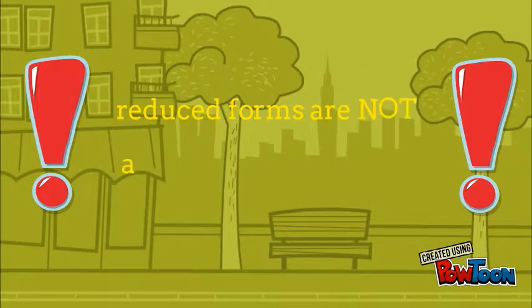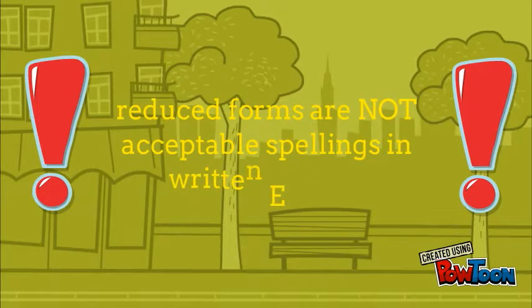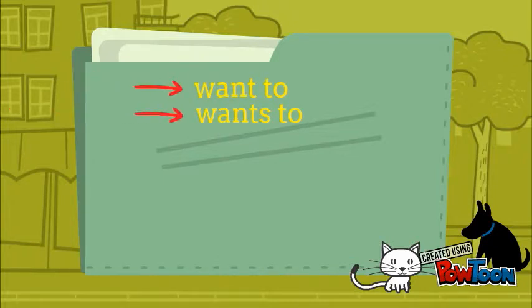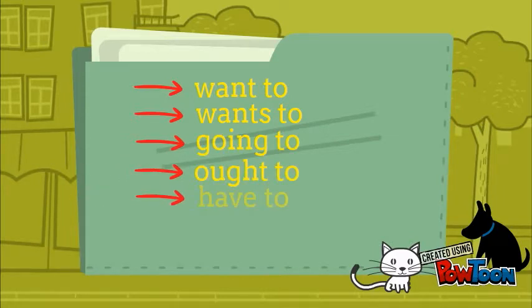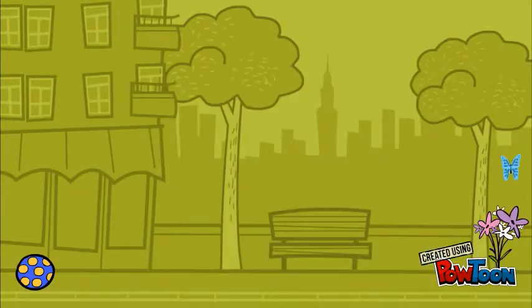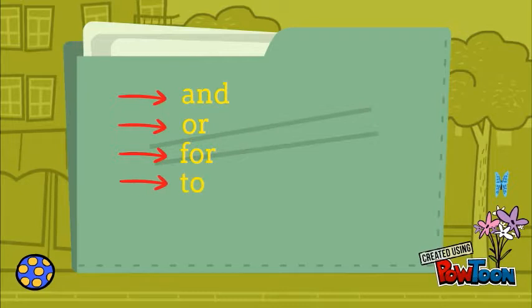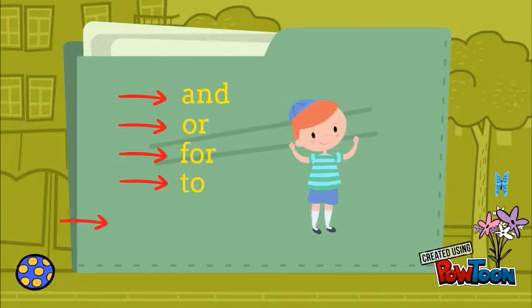However, please bear in mind that reduced forms are not acceptable spellings in written English. This mission will help you to identify and practice reduced pronunciations or reductions in common phrases such as want to, wants to, going to, ought to, have to, has to, and had to, as well as in words such as and, or, for, and to, and in the word you.